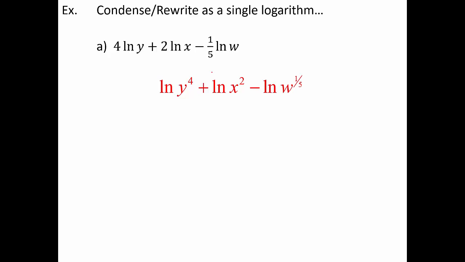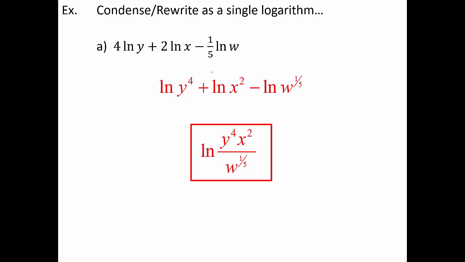Next, anywhere I see addition, that's going to become multiplication. Anywhere I see subtraction, that'll become division. But remember, I'm not multiplying ln of y to the fourth and ln of x squared. I'm multiplying the interiors of the logarithms. I'm going to multiply y to the fourth and x squared. I'm going to divide by w to the 1/5. I'm going to rewrite a single logarithm. Because I know there's subtraction, I know that originally there would have been a fraction symbol. The y to the fourth and x squared are both positive, so those go to the top as a multiplication problem, and w to the 1/5 goes to the bottom, and that is it. That's all you have to do.